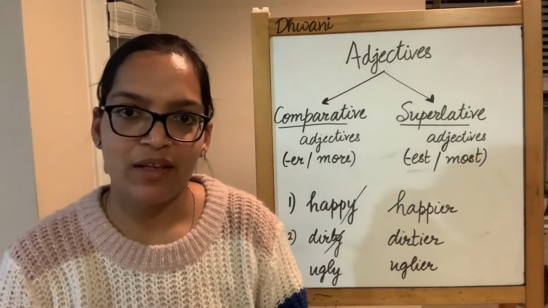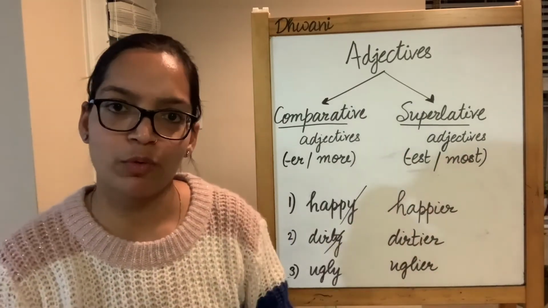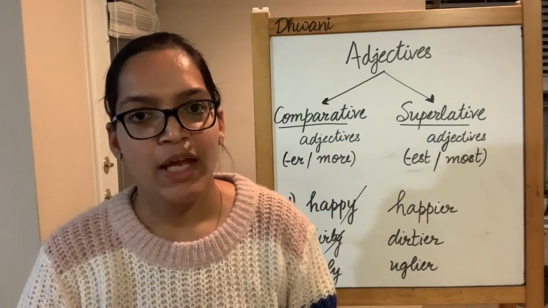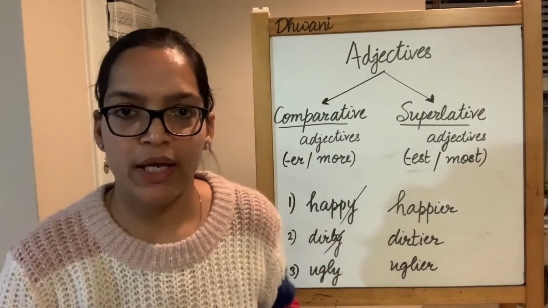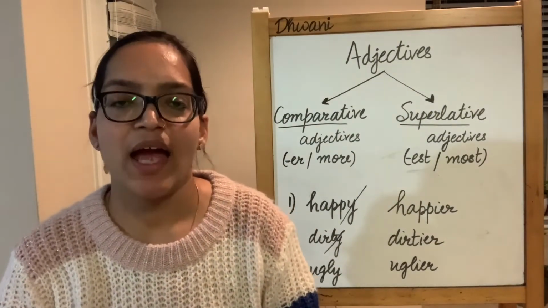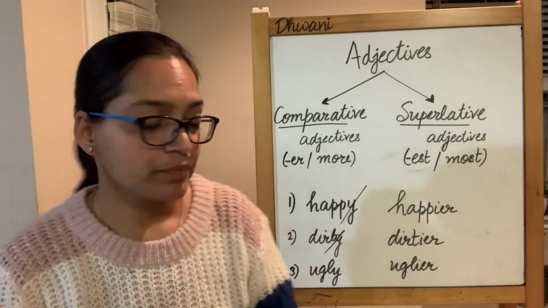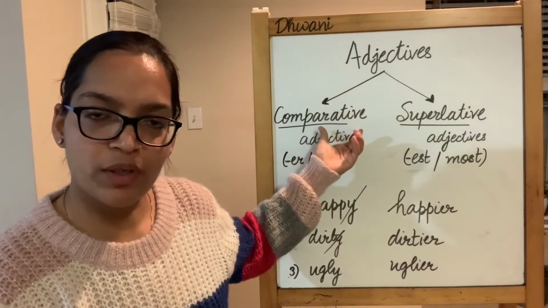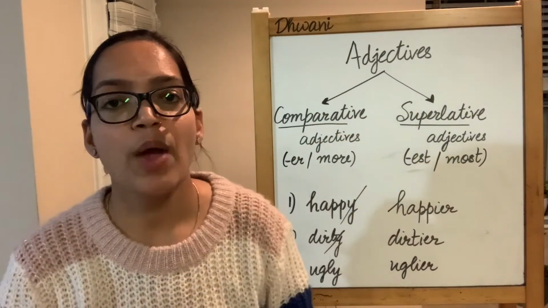And again, the exception comes to the superlative form too. If you have your adjective and it ends in y, we will remove that y, replace it with I, and add est at the end. So happy will turn into happier in terms of comparative adjective, but will turn into happiest.